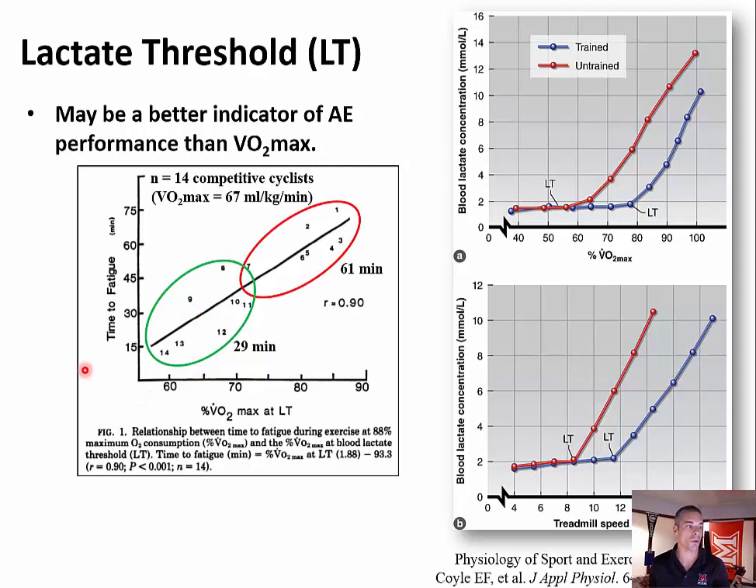And they also had a separate group of also trained cyclists that had a high lactate threshold. They performed on average 61 minutes of high intensity exercise, and their average lactate threshold occurred at about 80 to 82% of their VO2 max. So overall, they concluded here that time to fatigue during high intensity cycling exercise was more than twofold longer in the cyclists with a high lactate threshold compared to the cyclists with a low lactate threshold.